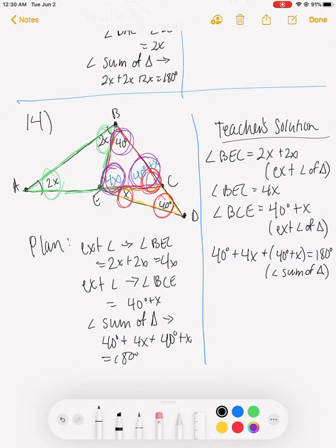Okay. So now we solve it for x. The 40s will add together, so will the x's. So we have 5x plus 80 degrees is equal to 180 degrees. 5x is going to equal 100 degrees. Subtracting the 80s, divided by 5, x is going to equal 20 degrees. Okay, so there's that one.